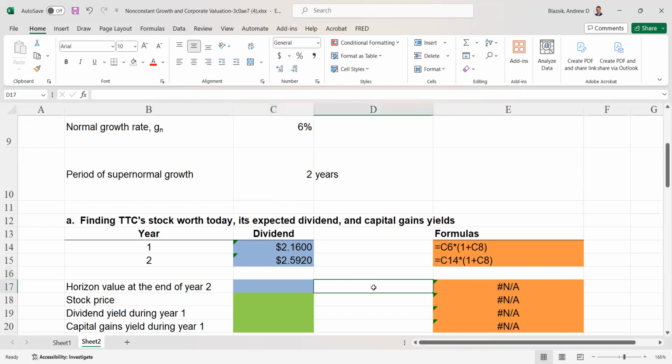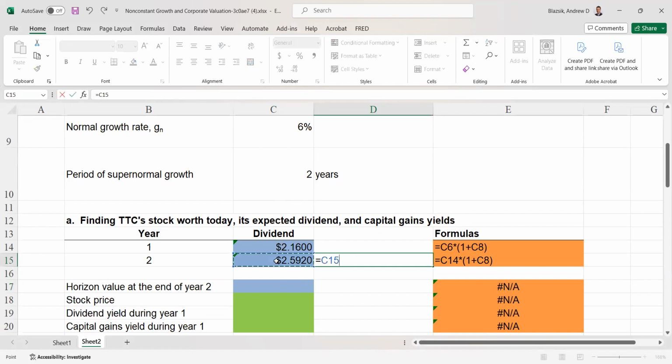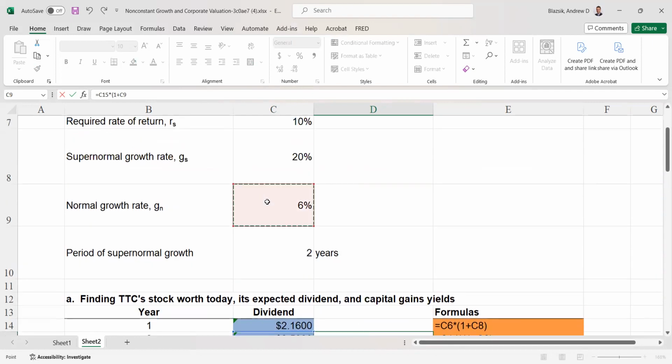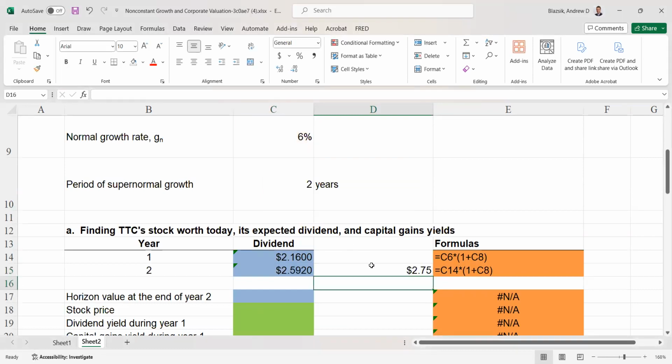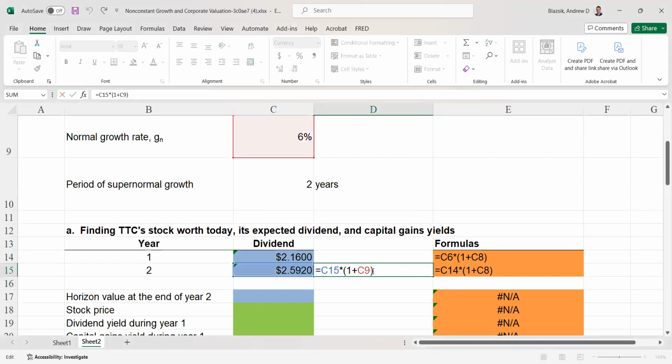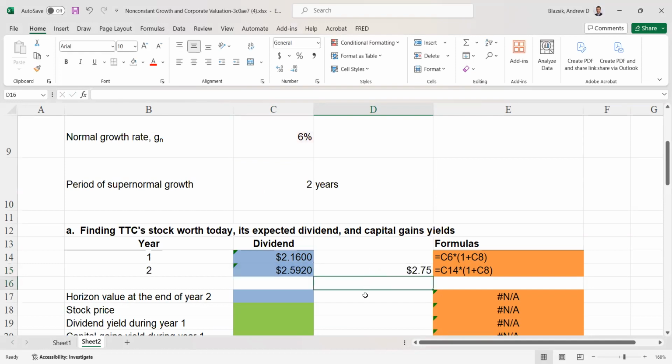So what I'm going to do is find out the perpetuity. The first thing I want to do is find out what the dividend will be in that third year. So I'm going to take the second year dividend and multiply it by 1 plus the normal growth rate now. Right, 2.75. So that is going to be the dividend in the third year. But that's going to be forever. Okay, that's the third year.